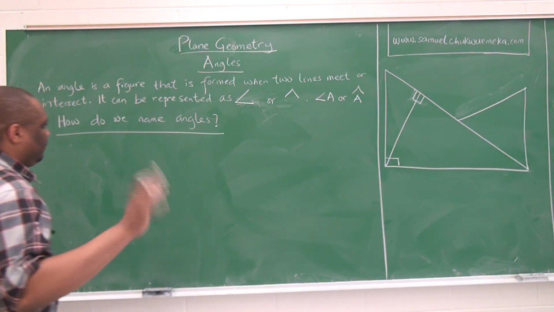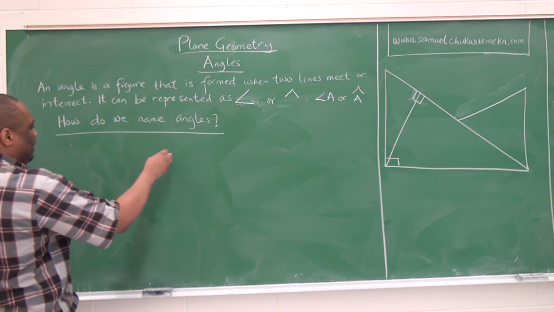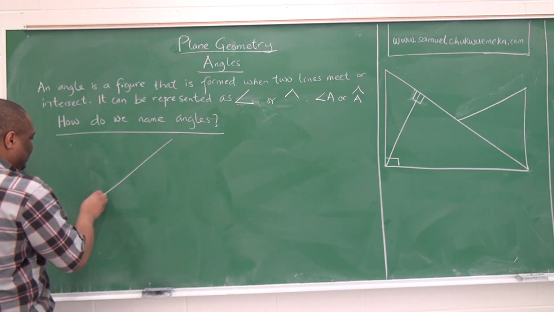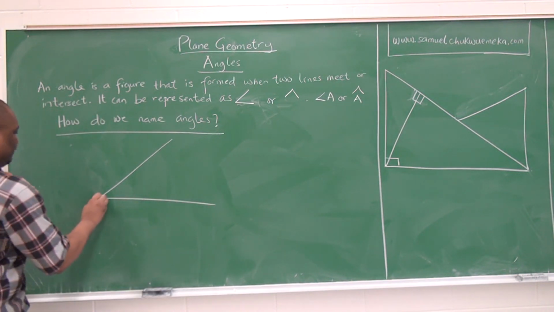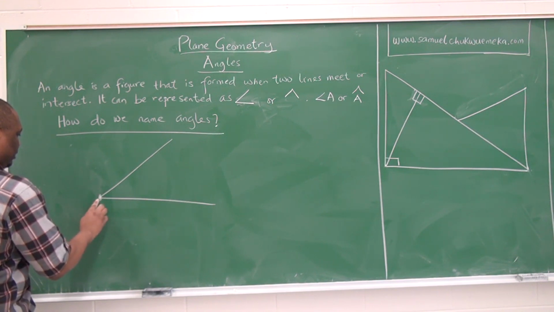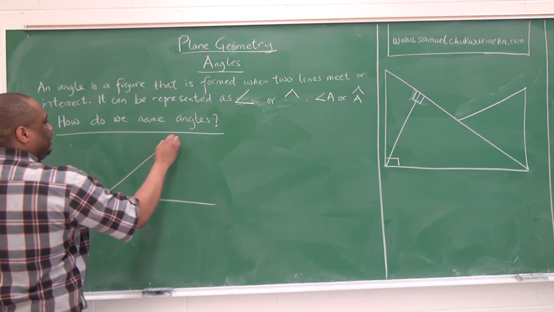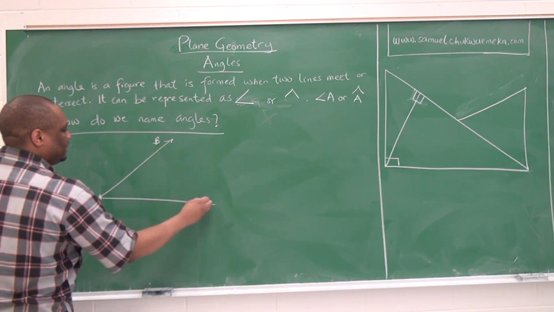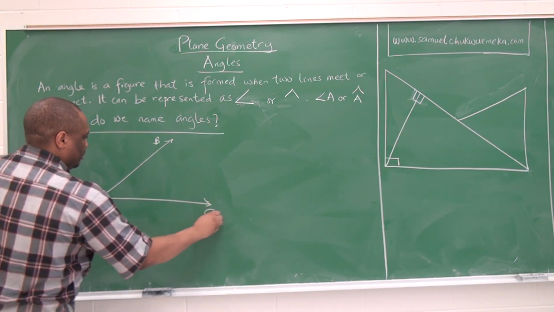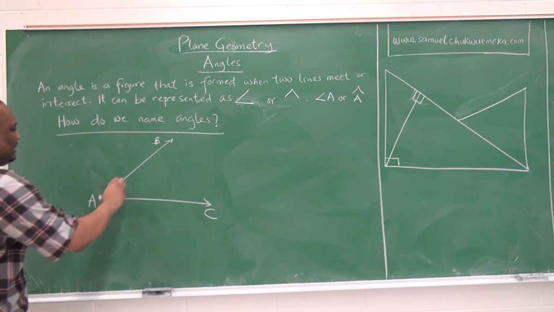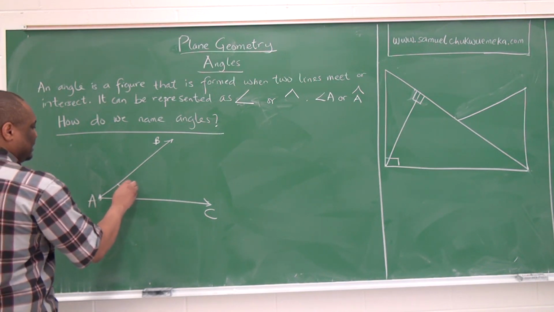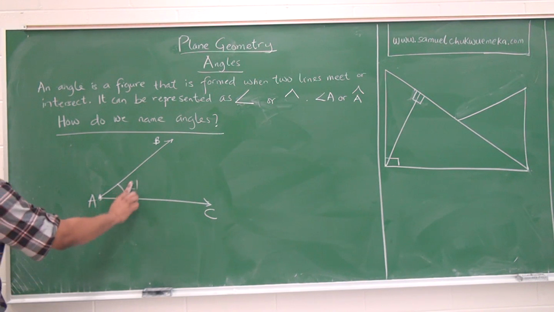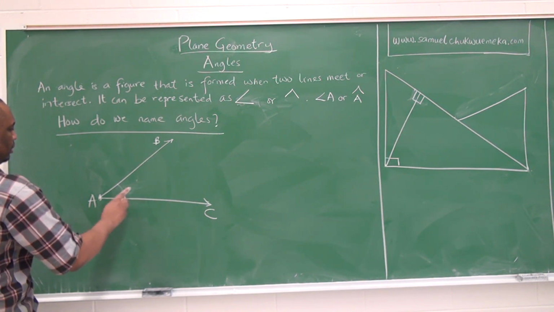You can also represent it by a combination of letters as well. Let's look at this. For example, if you have this, for instance, and you have A here, B here, and C here. This is an angle here. Let me say maybe I write it as angle 1.